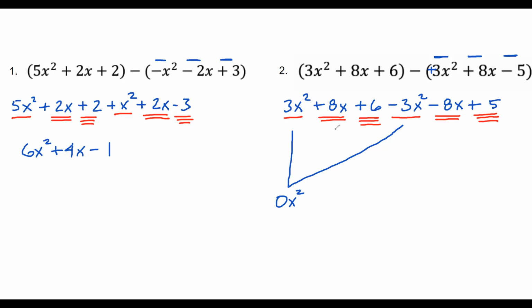8x and minus 8x, well, guess what? That does the same thing. 8 minus 8 is 0x. And then finally, we have plus 6 and plus 5. That's going to give us 11. But because these other two are zeros, we're going to leave them out of our final answer. And this whole thing simplifies to just the number 11. Sometimes that will happen. I wanted to go through an example to show you that that's not wrong. Sometimes the terms cancel and leave you with a very simple answer.